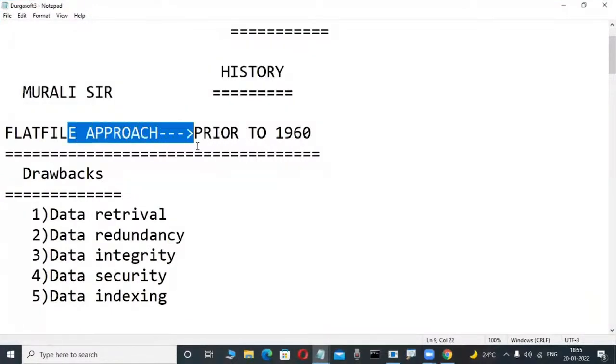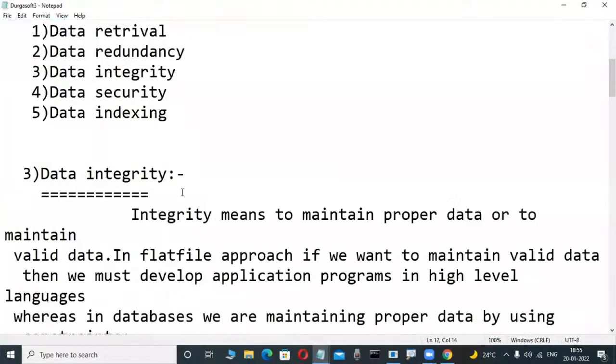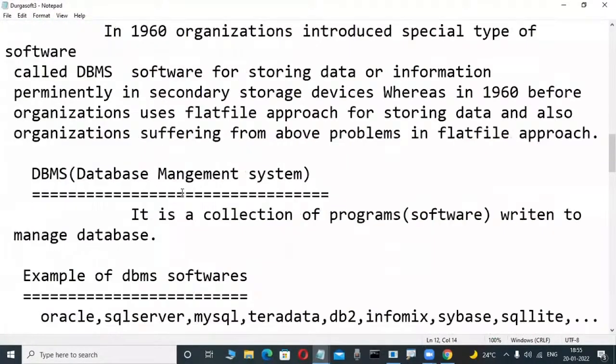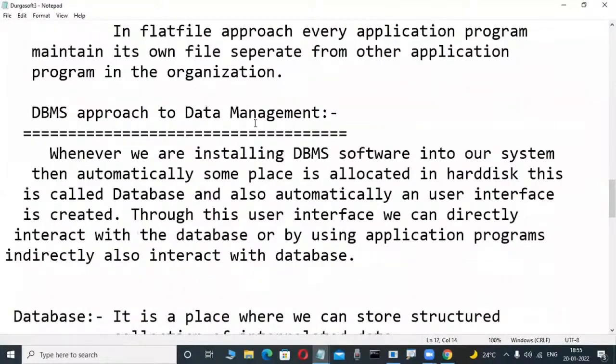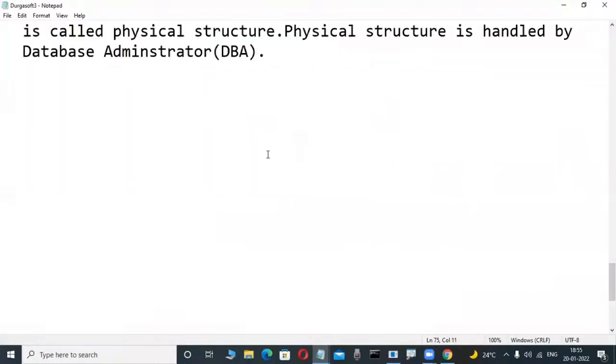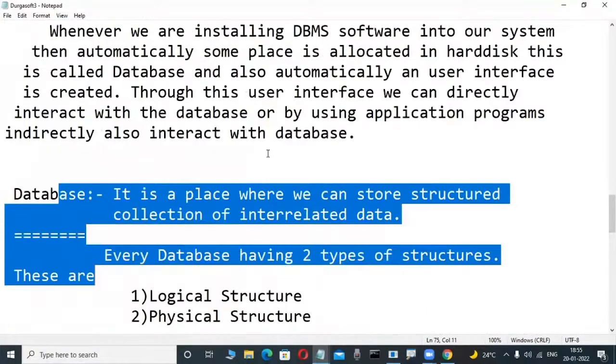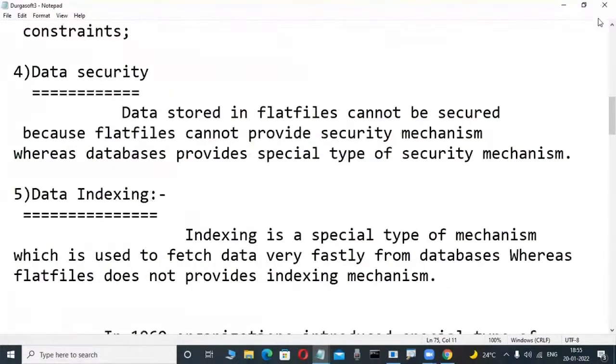In the olden days, the flat file approach was there. What are the drawbacks, we will learn in the middle of the course. Then what is a database, what is DBMS, RDBMS, what are the differences, these are all the things we are learning one of these days.